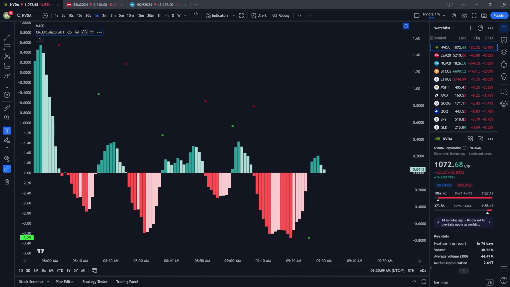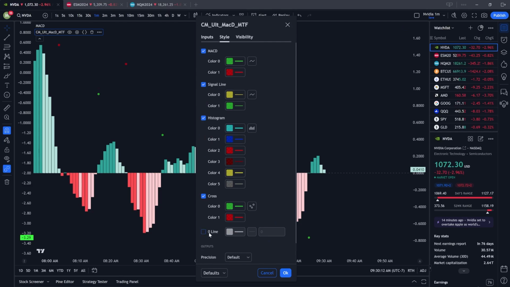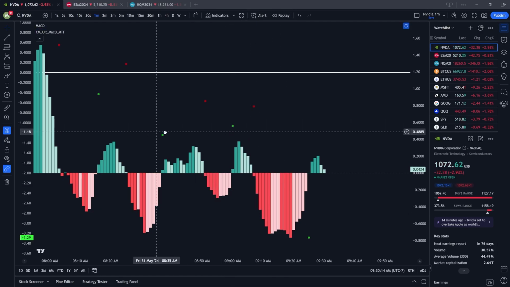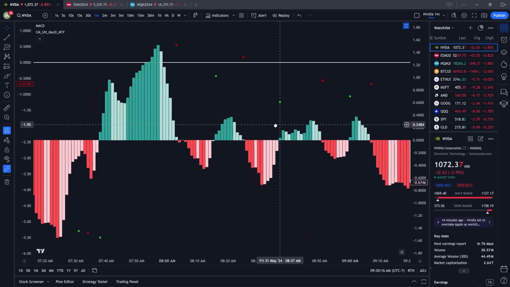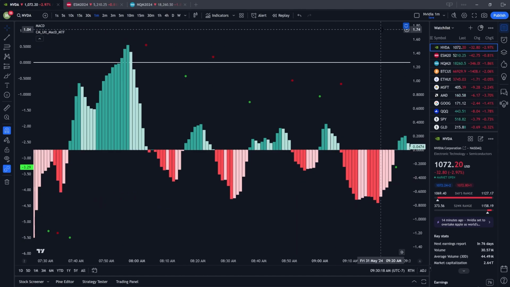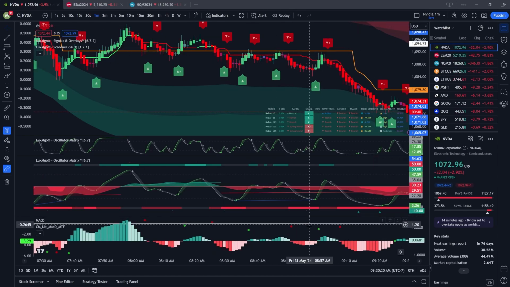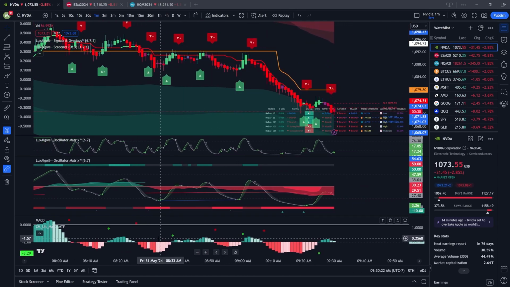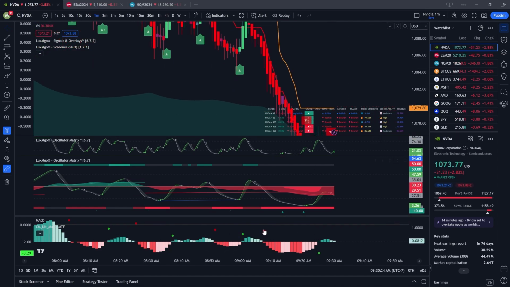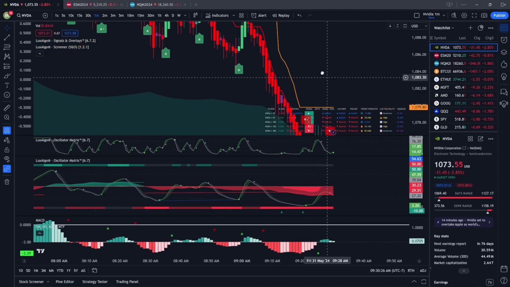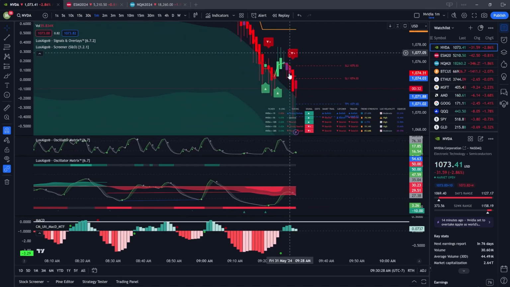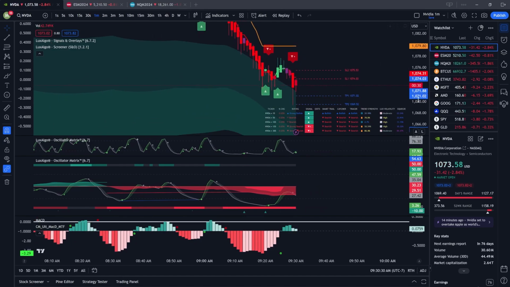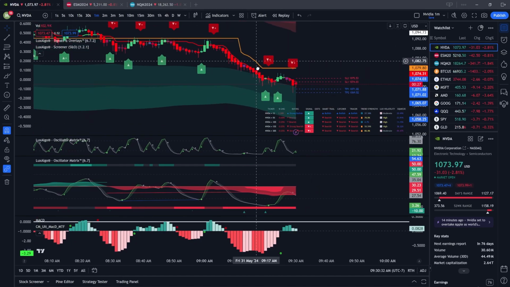Only left the dots. And why is this line off? Oh, but I do want to keep the line on here because then you can know if it's below or above the 50 on the MACD. This is giving you some signals right here. Ooh, this thing's going down so far. Oh my God.